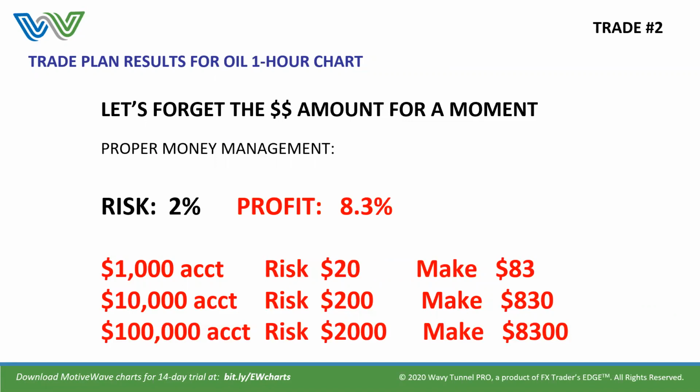That means that if you have a $1,000 account and you're risking $20, that's 2%, you can make $83 on that trade. If you have a $10,000 account and you risk $200, that's 2%, you can make $830. And if you have a $100,000 account risking $2,000, you make $8,300. You do not need to have a $100,000 account to risk $2,000 to trade a standard lot because there is leverage. You can have less than that to trade $100,000.